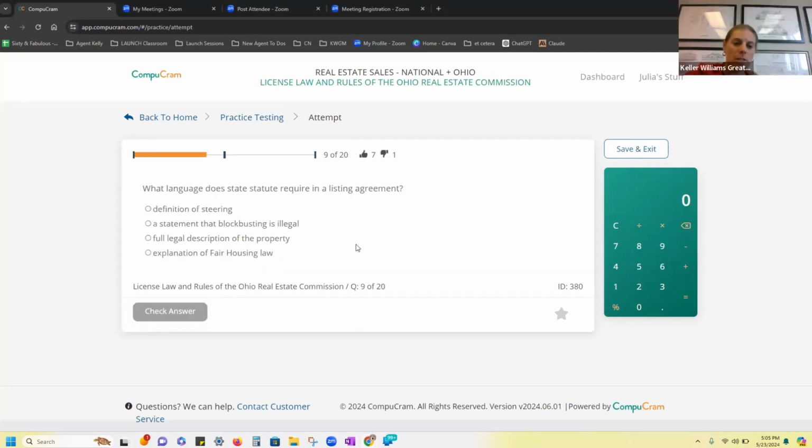Okay. What language does state statute require in a listing agreement? A, definition of steering. B, a statement that blockbusting is illegal. C, full legal description of the property. Or D, explanation of fair housing law. Not Ohio, sorry, just fair housing law. Oh, this is tricky because it's different for listing agreements than it is for the ABA or the consumer guide. But what language does the state statute require in a listing agreement?